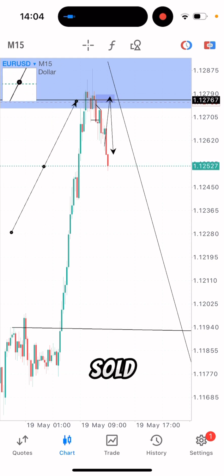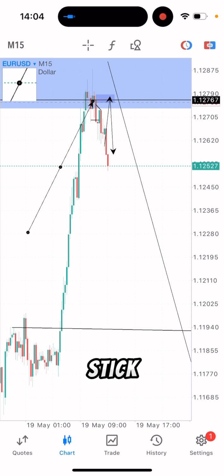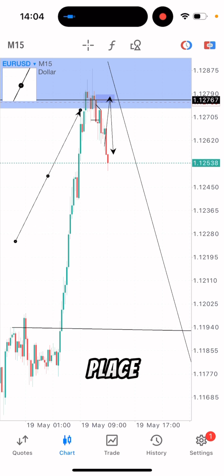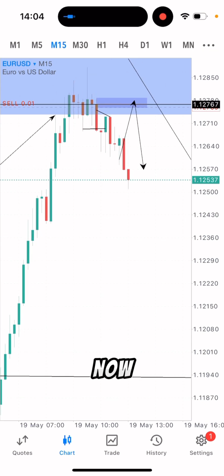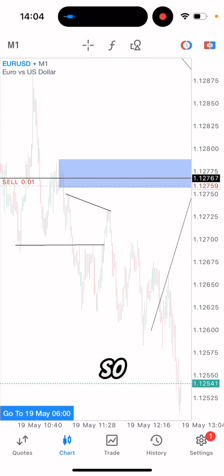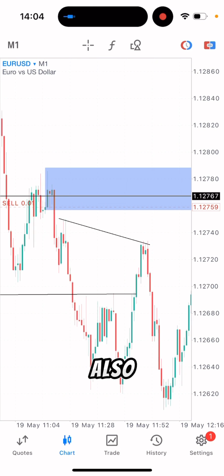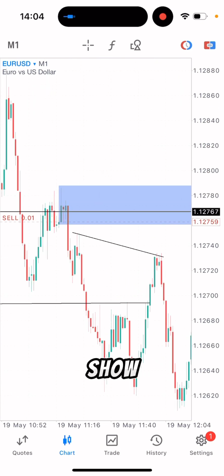And what happened? That was when I sold a few, and I told you the reason why I didn't stake much on that very position. So that aside, I now went to M1 to check. M1 was also a breakout of structure on M1. As you can see, let me show you.